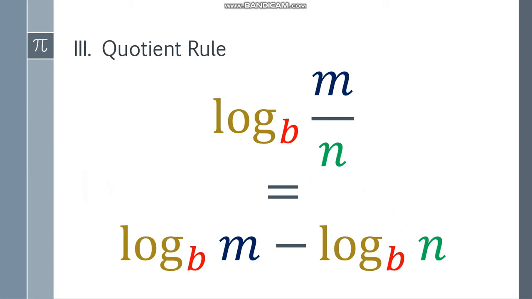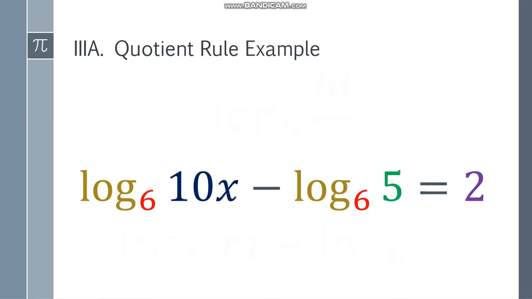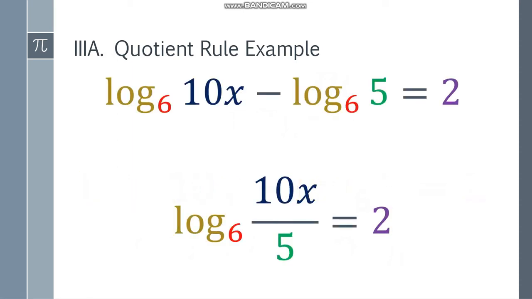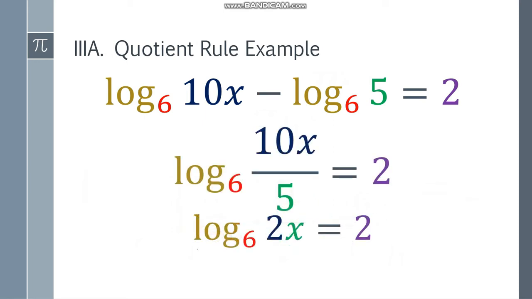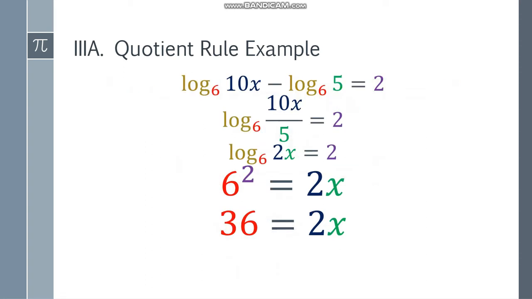So let's have the sample equation. Log base 6 of 10x minus log base 6 of 5 is equal to 2. So we have log base 6 of 10x over 5, because this is minus, is equal to 2. Simplify 10x over 5, that will be 2x. Since this is already simplified, we can use the exponential form. So 6 squared is equal to 2x. 6 squared is 36. Now, to find the value of x, divide both sides by 2, and x is equal to 18.